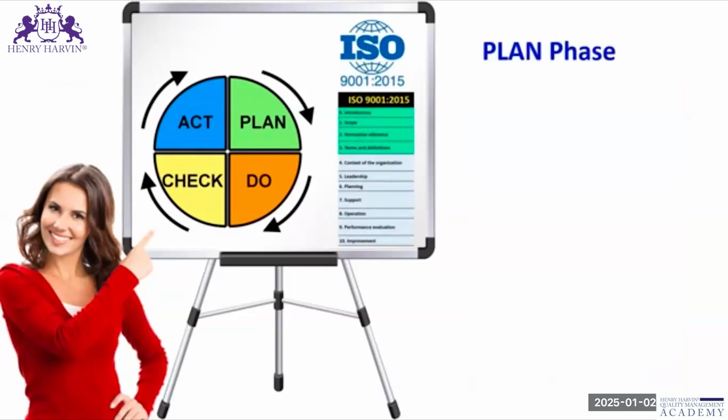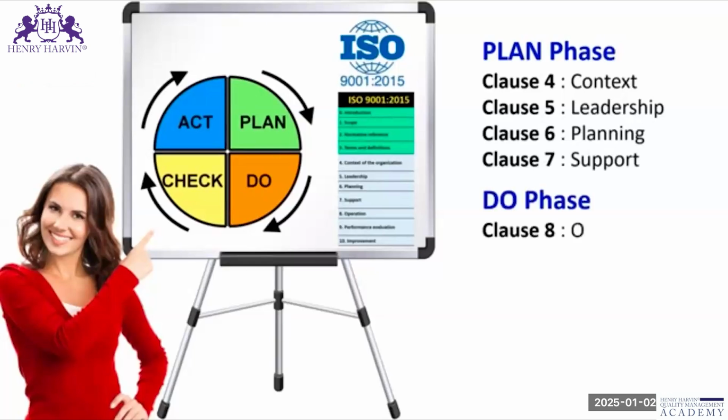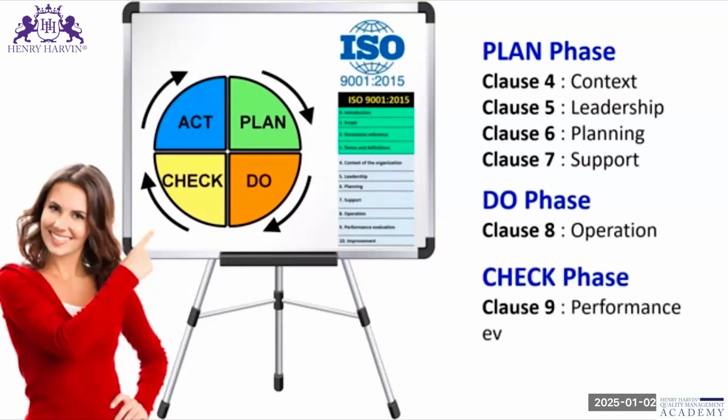So under the plan phase, we have four clauses, starting with clause 4, that is context, clause 5, that is leadership, clause 6, that is planning, and clause 7, that is support. And under the do phase, we have one clause, that is clause 8, operations. Check phase has one clause, that is clause 9, performance evaluation. And act phase also has one clause, that is clause 10, improvement.